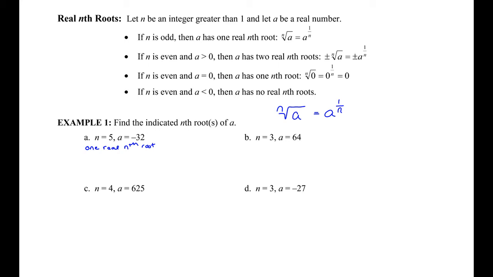So if I looked at this in radical notation, this would look like the fifth root of negative 32. Or we could write this as negative 32 raised to a power of 1/5. And if we use our calculator to help us simplify, we get an answer of negative 2.